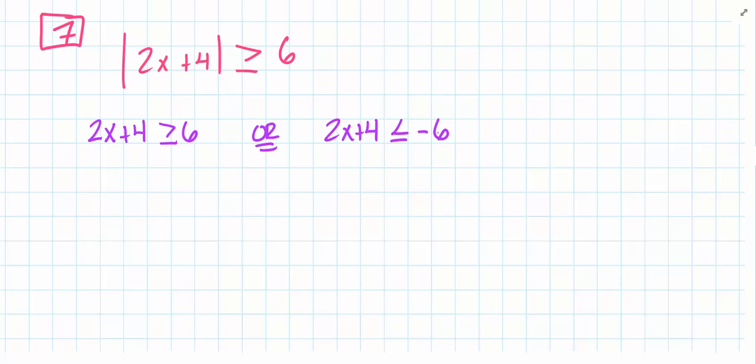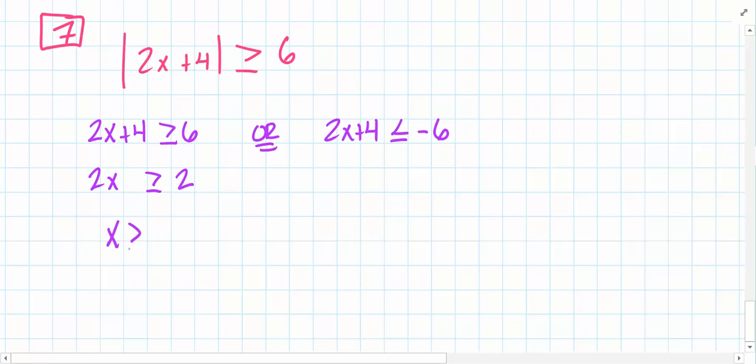Okay, what do we do? Solve it. Yeah, you got it. 2x is greater than or equal to what? 2? Yeah, so x has to be greater than or equal to 1. Did I get that right? Is that what you guys got? Alright, and then 2x is less than or equal to negative 10. So x must be less than or equal to negative 5. Does that make sense to you guys?